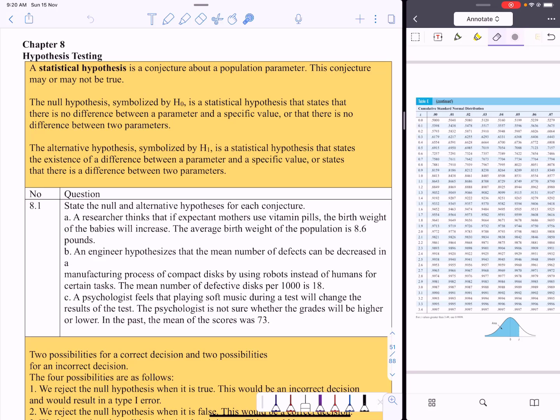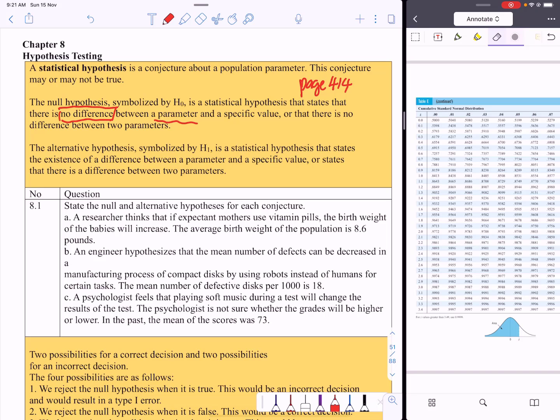Statistical hypothesis: we have the null hypothesis, symbolized as H0. Null is zero, stating that there is no difference. I take this from the book, page 414. It's not something that I created myself. The book says no difference between parameters. That's why you need to set up in your mind that when we say null hypothesis, it means no difference.